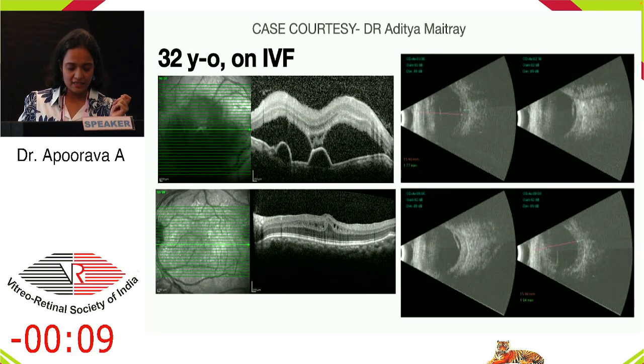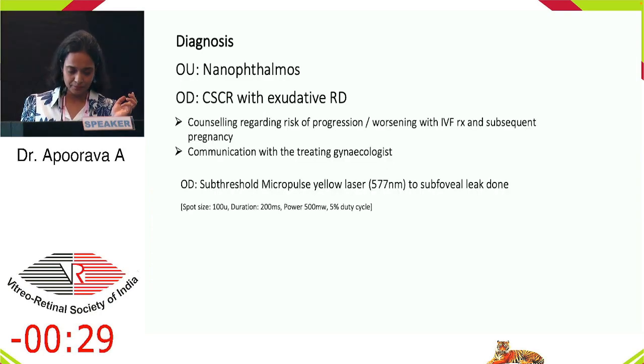This is a very nice case managed by Dr. Aditya Maitre. This was a case of severe bullous CSC with nanophthalmos in a patient on in vitro fertilization treatment. There was a neurosensory detachment and a small RPE micro rip with fibrin and a vacuole sign, which can be a very good guide for laser treatment.